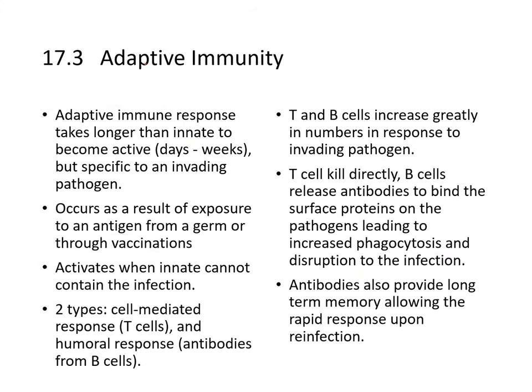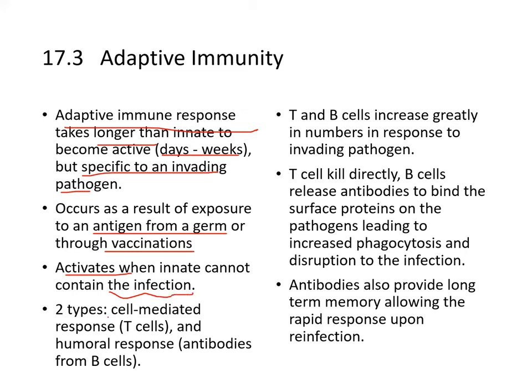So what is adaptive immunity? Adaptive immune response takes longer than innate. It takes anywhere from days to weeks, but it's very specific to the invading pathogen. This occurs as a result of exposure to the antigen from the germ or through vaccination. This is what we're developing when we get vaccinated. And this response activates when the innate immune system cannot contain the infection.